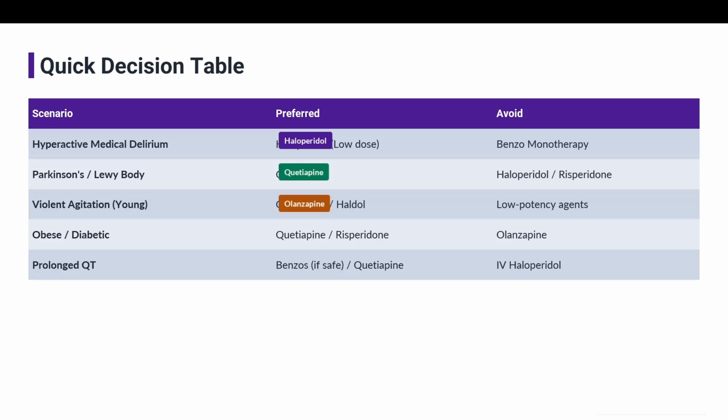If there is violent agitation in young patients, try to use olanzapine. Avoid usage of low potency agents. In case of obesity or diabetes, try to avoid olanzapine because it can cause metabolic issues. Then you can always use quetiapine and risperidone. In case of prolonged QT, benzodiazepines are safe. If you need to consider an antipsychotic drug, consider quetiapine rather than haloperidol.